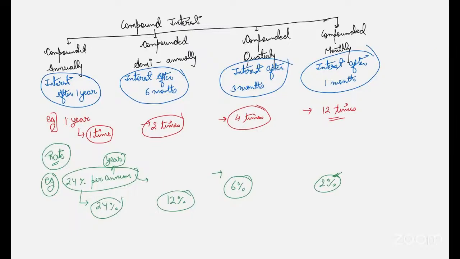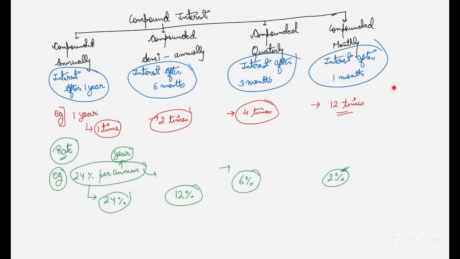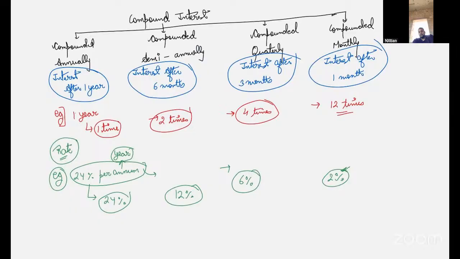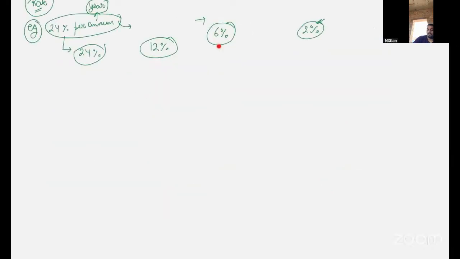Like finding the rate, we have to just divide 24 by 2, or by the number of times. Now in this question, I take 24. If I take 12% per annum, then simple, you have to divide it by the times. Every time you will get 24%, it's not necessary. Now, how to solve the question?